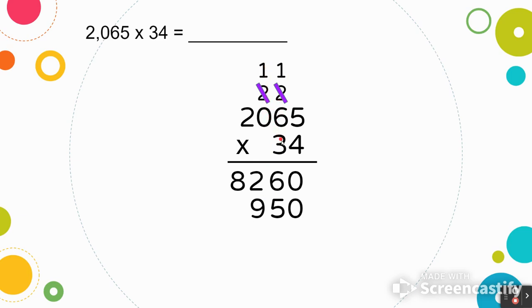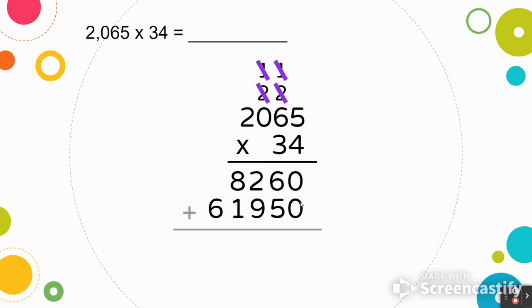Now we'll multiply 3 times 0, which is 0, plus 1 is 1. So we're going to put a 1 down here in the next part of our answer in the thousands place. Finally, 3 times 2 is 6. So we'll put a 6 down here in this 10,000s place. So 2,065 times 30 is 61,950.